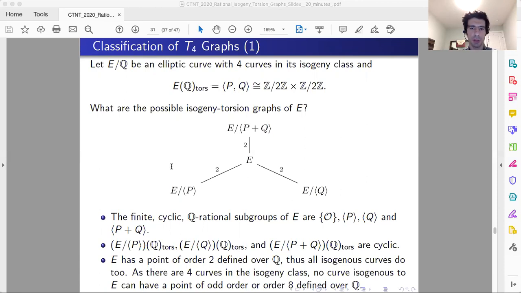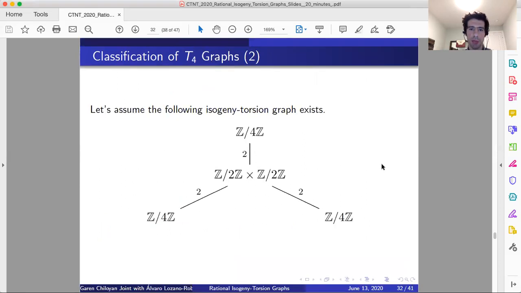E has a point of order 2 defined over the rationals, thus all isogenous curves do also. There are 4 curves in the isogeny class, hence no curve can have a point of order 8 defined over the rationals, and no curve can have a non-trivial point of odd order defined over the rationals either. Thus, E mod P, E mod Q, and E mod P plus Q are all cyclic of orders 2 or 4. So I will prove that this graph cannot exist.